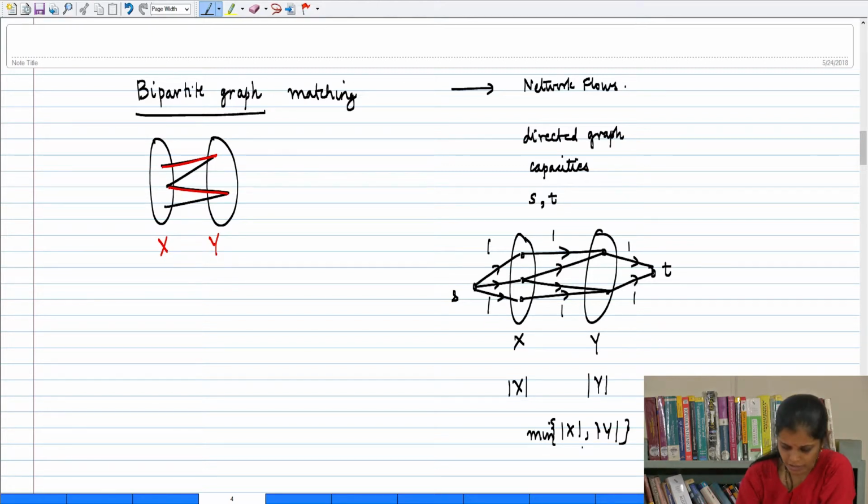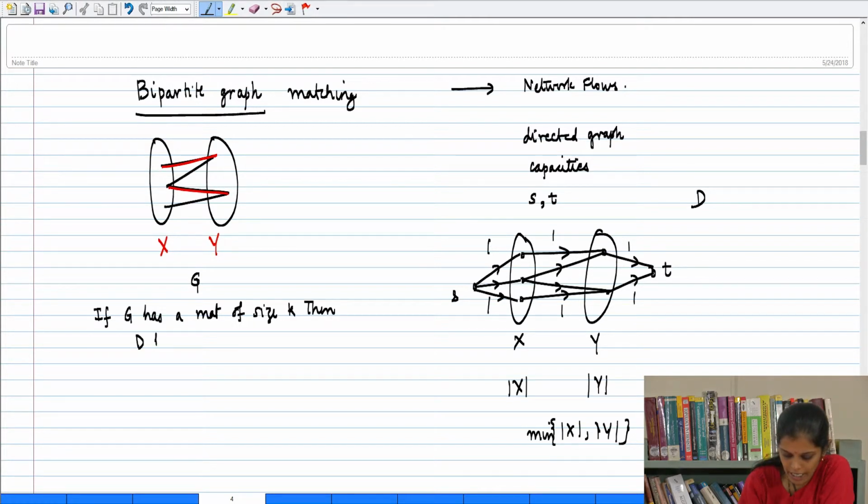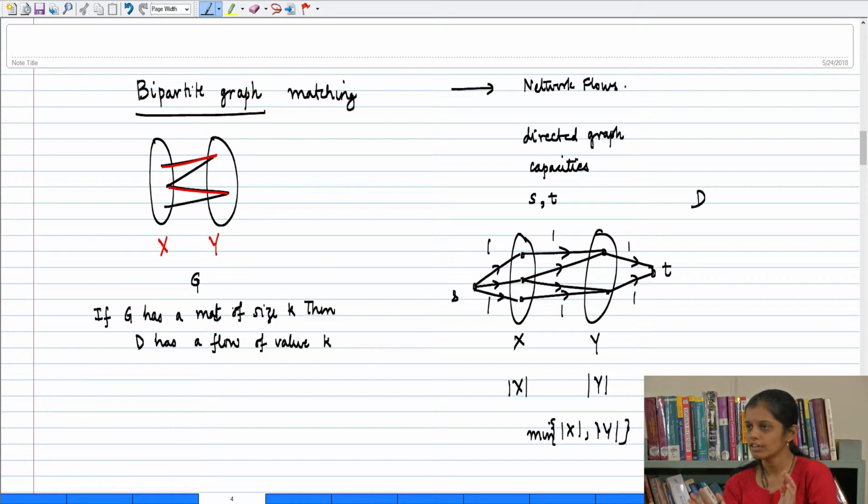So let us do one direction first. I will call this bipartite graph G, the flow network D, as we had called in the morning, right? So the first claim is that if G has a matching of size K, then D has a flow of value K. Remember, I have never said that it has a maximum matching of size K, it just says that if you show me some matching of size K, I will be able to exhibit a flow whose value is exactly equal to K.